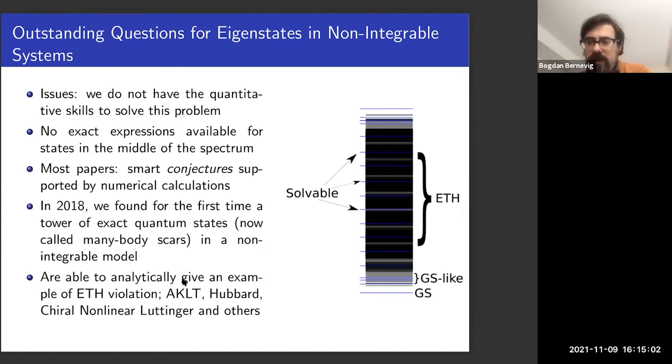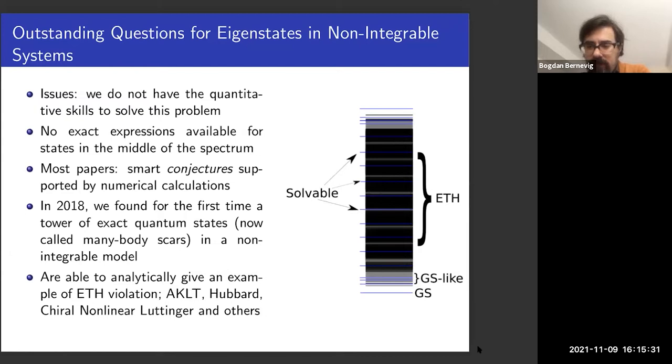and to show that the entanglement entropy does not follow a volume law, even though these states interpolate between the ground state and the highest excited state, not interpolate, but they appear at energies that form a tower. And since then, there have been many examples of systems where this happened. And these are the so-called exact scar states.